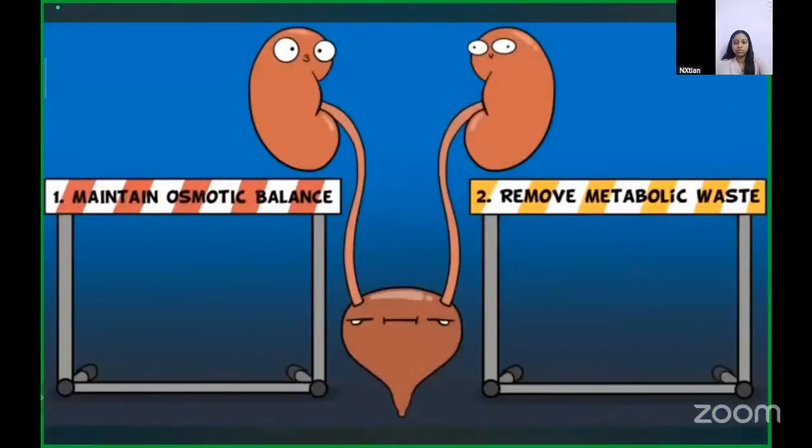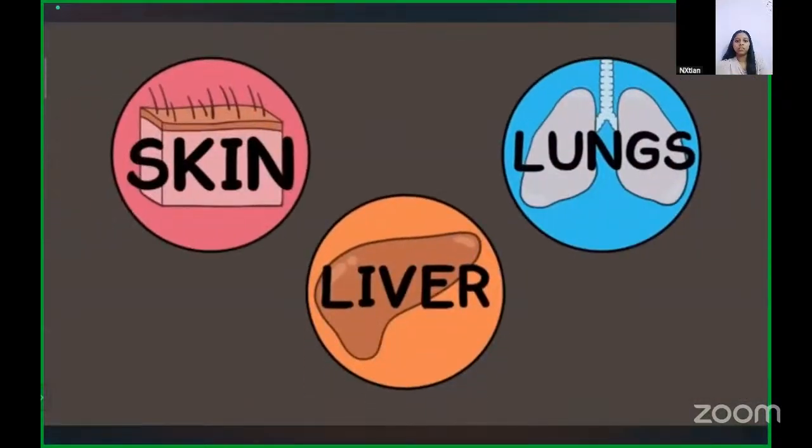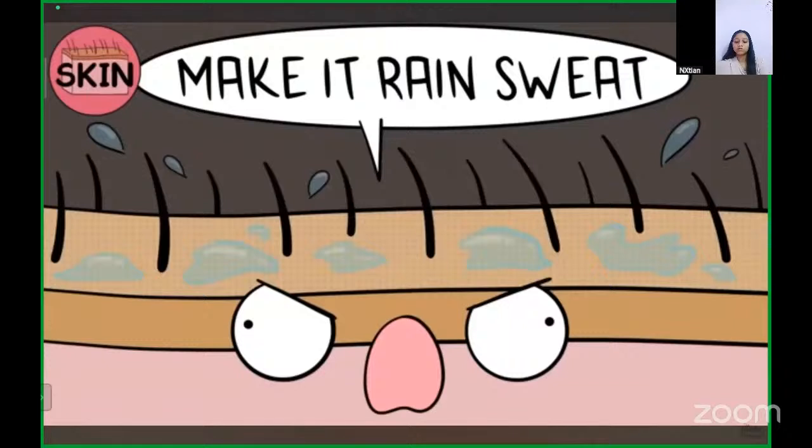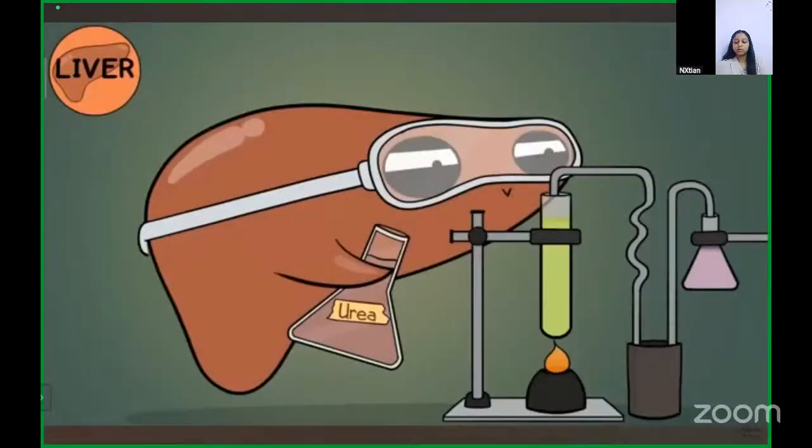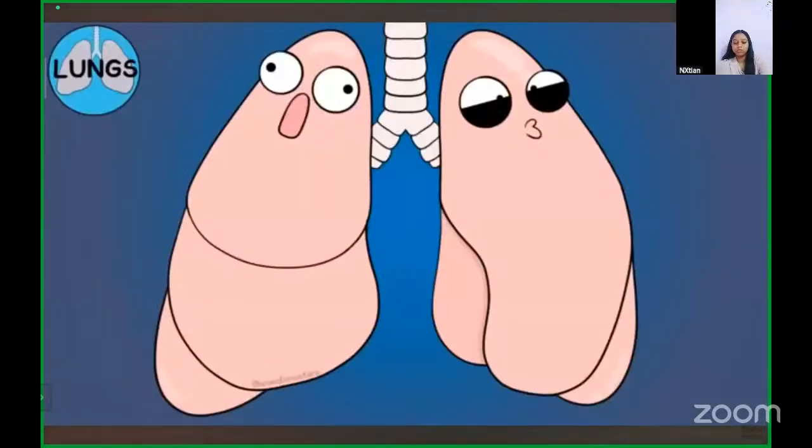The excretory system focuses on addressing those 2 major issues. Many organs and structures have roles in addressing these 2 issues and therefore serve roles in the excretory system. The skin, which can excrete water and substances. The liver, highly involved in detoxification and produces urea. More on urea later. The lungs, which excrete the gas waste carbon dioxide.